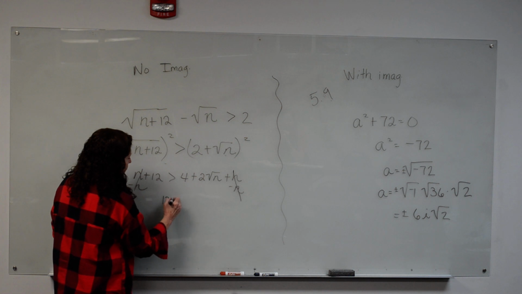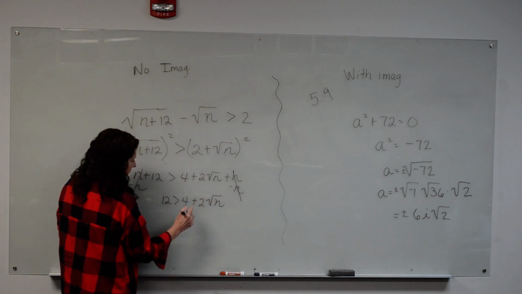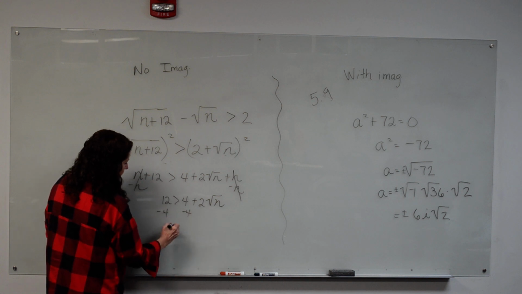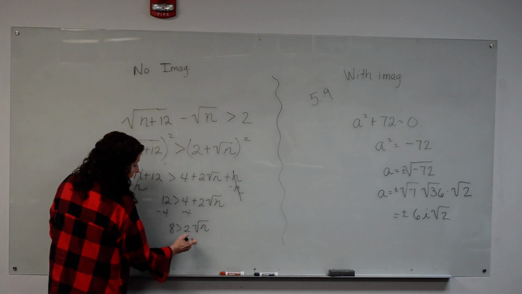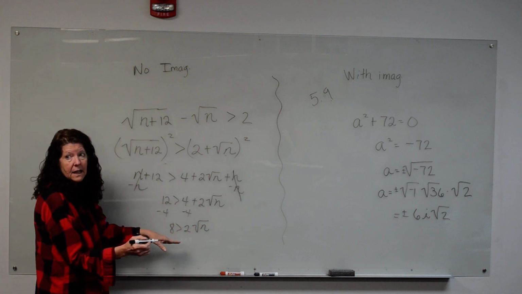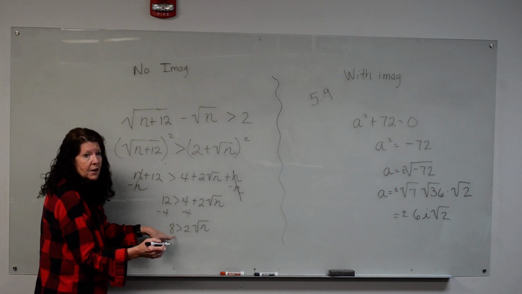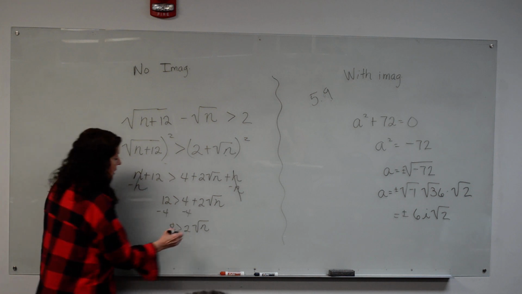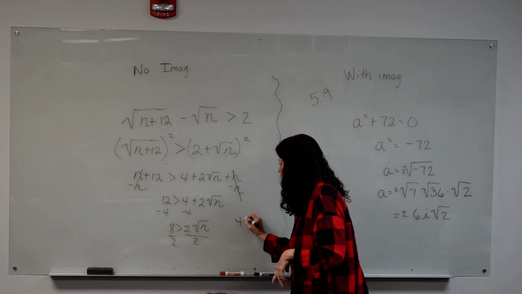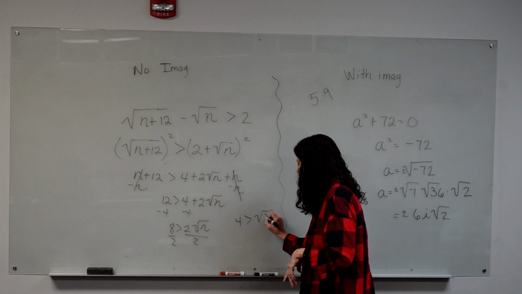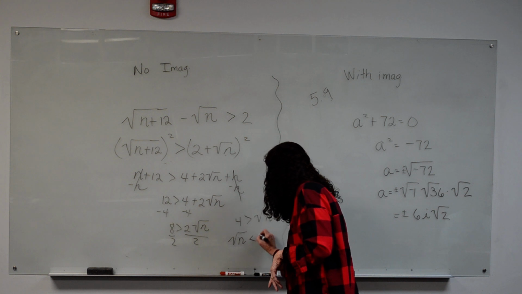I've got 12 is greater than or equal to 4 plus 2 on the square root of n. I can add a negative 4 to both sides, so I have 8 is greater than 2 on the square root of n. I can divide by 2. Remember, if I divide by a negative, what do I have to do to the sign? Flip it. I've got to switch it, but I'm not doing that here. So I'm going to get 4 is greater than the square root of n. If I want to put my variable on the left-hand side, it's the square root of n is less than 4.